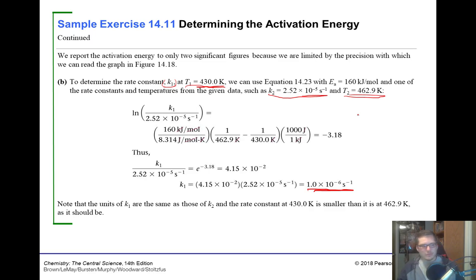So, some more stuff to put in your hat as far as kinetics, things you can do with kinetics. A new formula that can be kind of tricky. That Arrhenius equation can be kind of rough, but just do your practice problems.